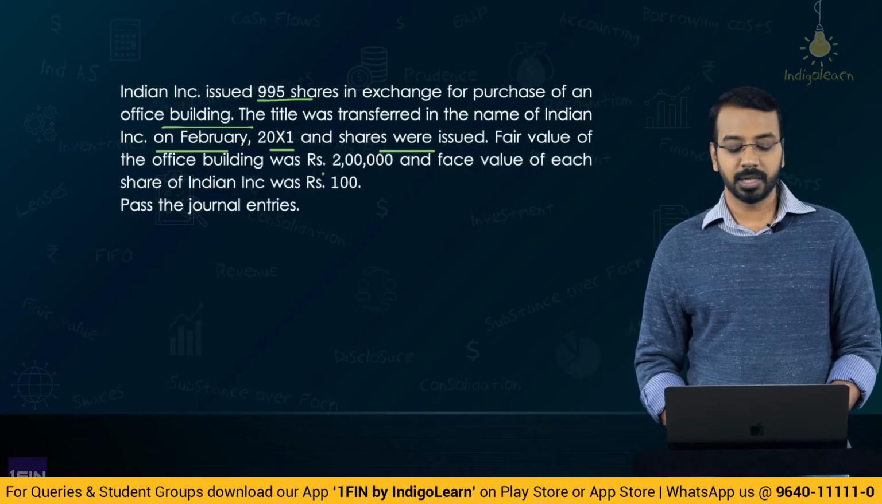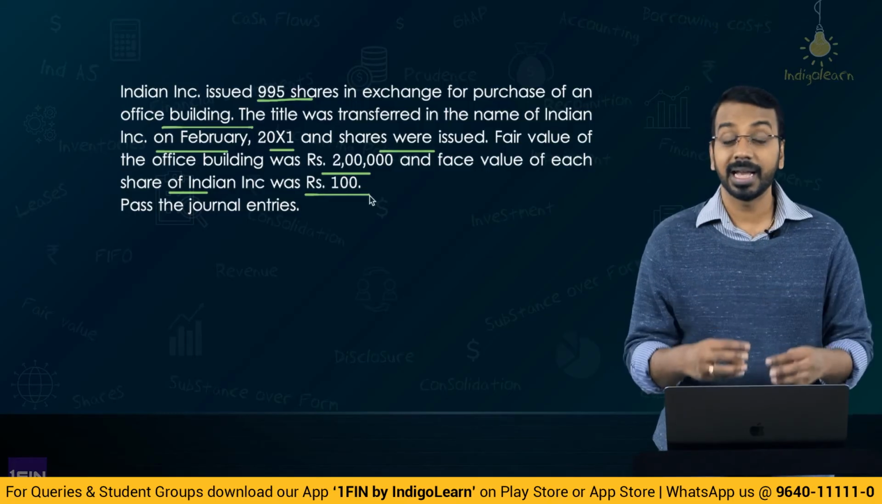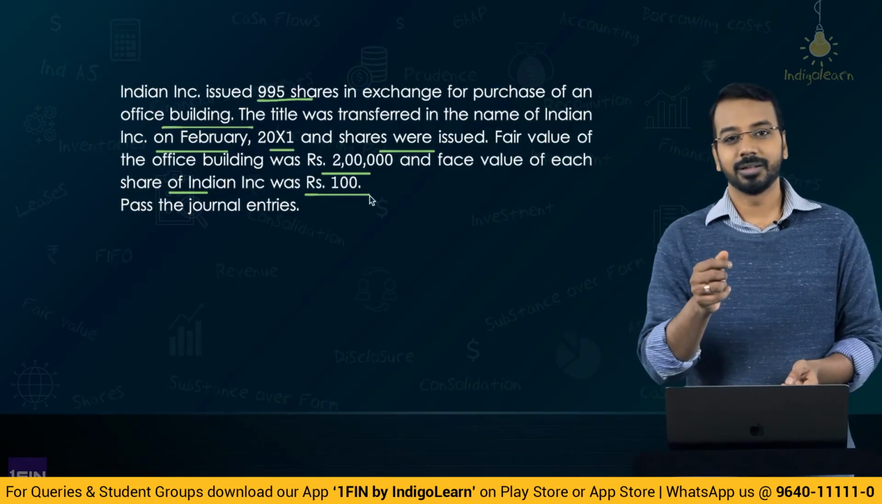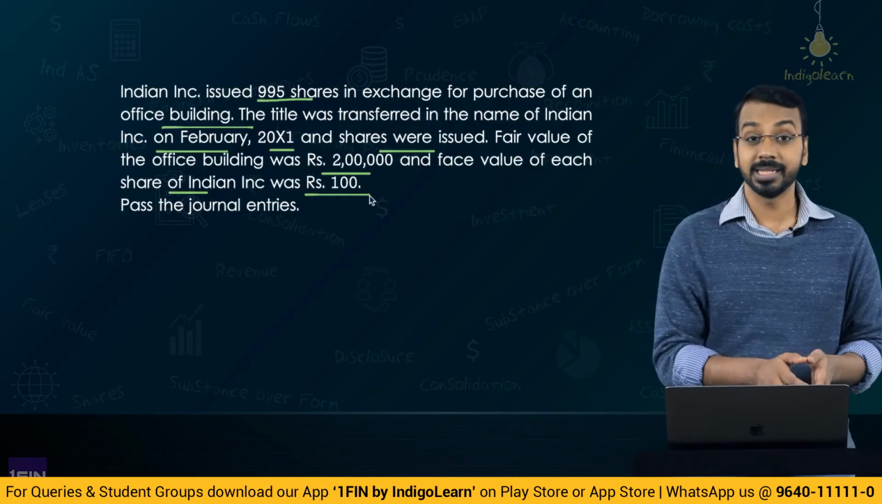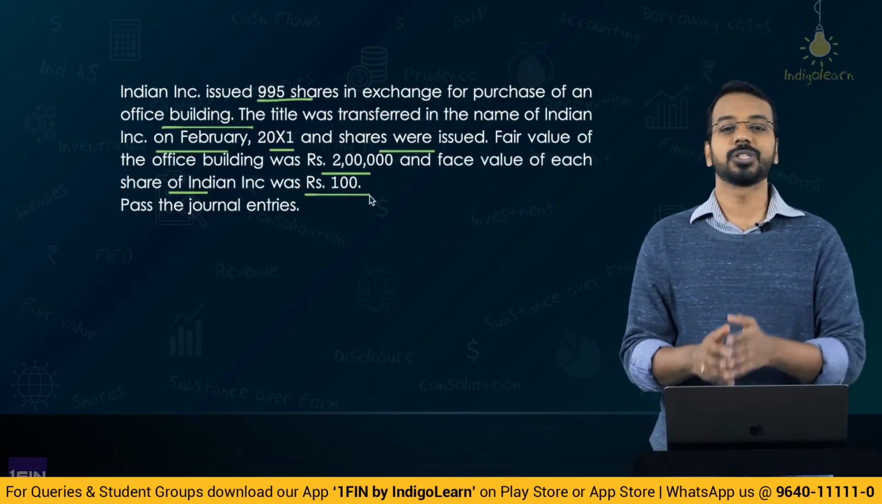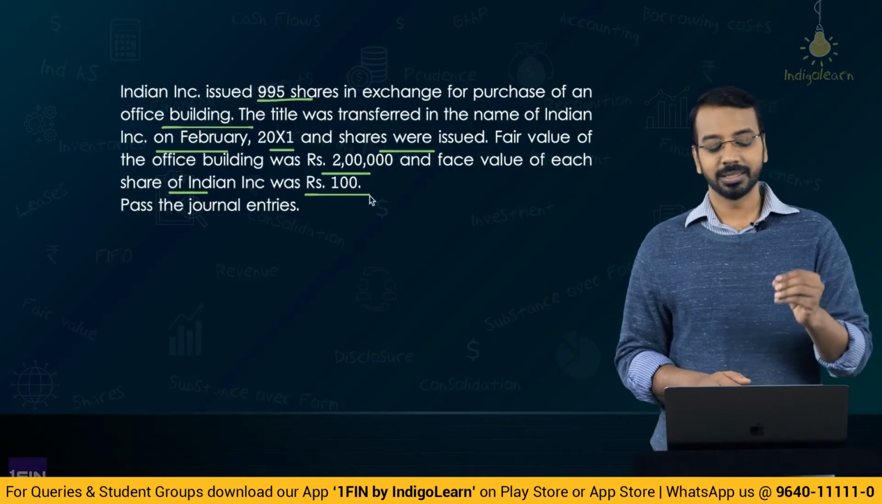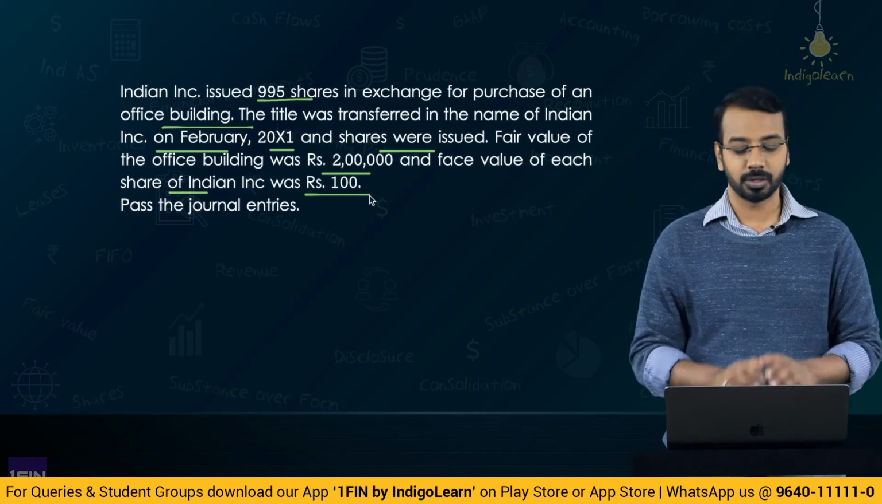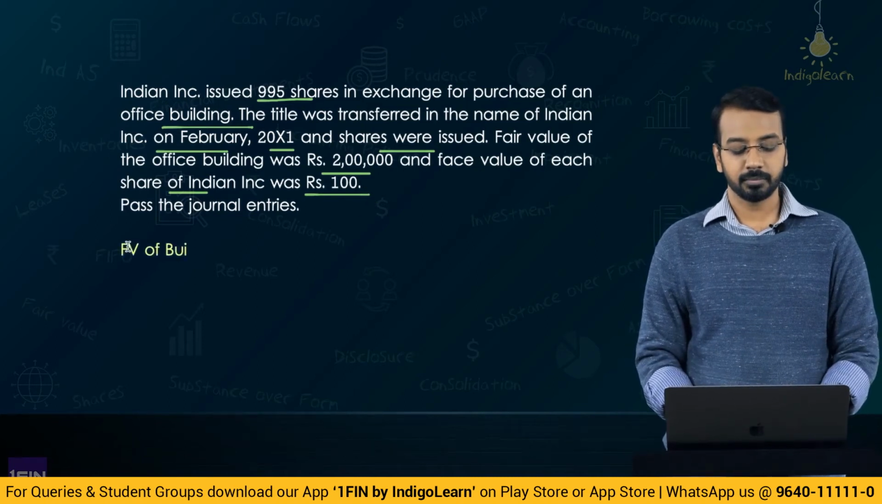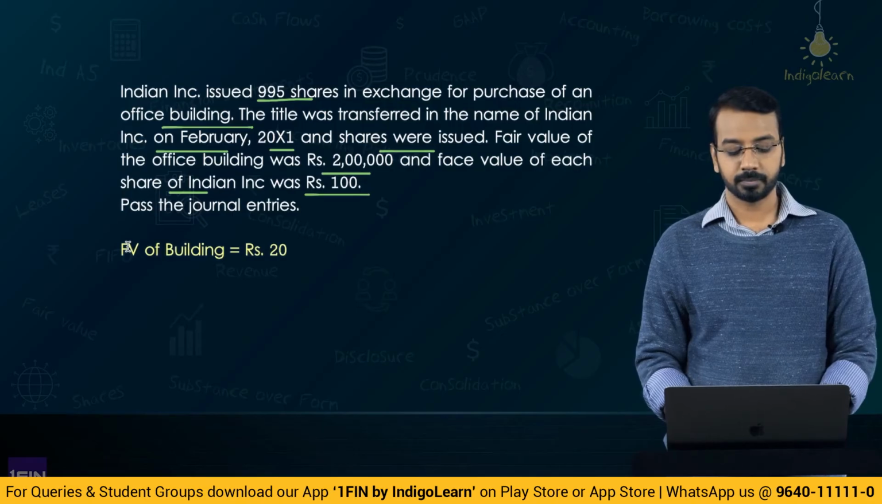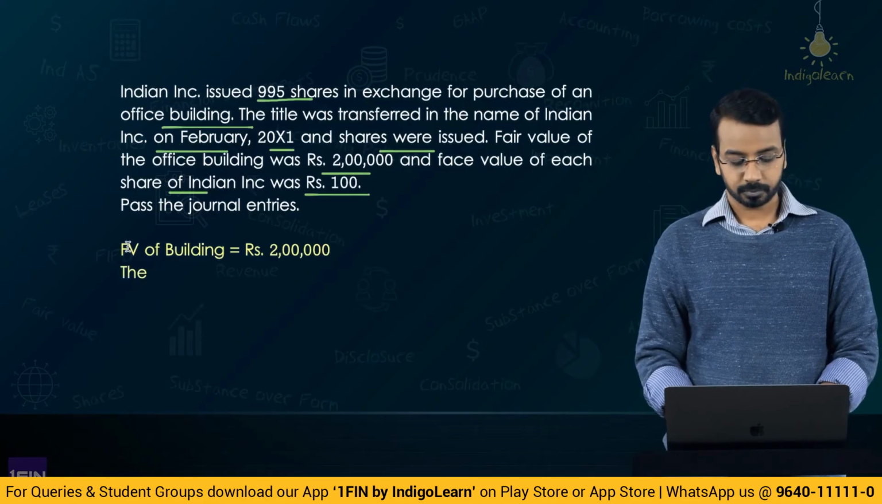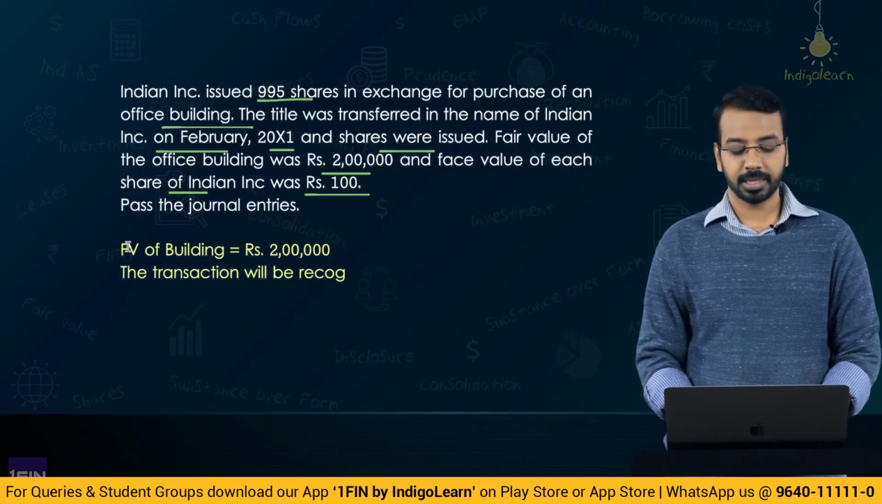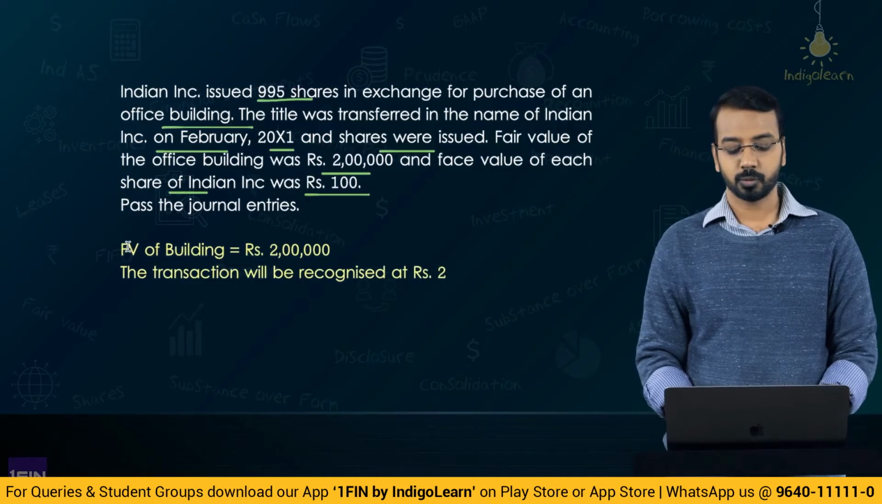Okay, fair value of the office building was 200,000 and face value of each share of Indian Inc. was 100. So whenever we are dealing with non-employees, the share based payment transactions will be recognized at fair value of goods and services that are received. So in this case, the value that is received is 200,000. So you will recognize the transaction at 200,000. Fair value of building is equal to rupees 2 lakhs, so the transaction will be recognized at rupees 2 lakhs.